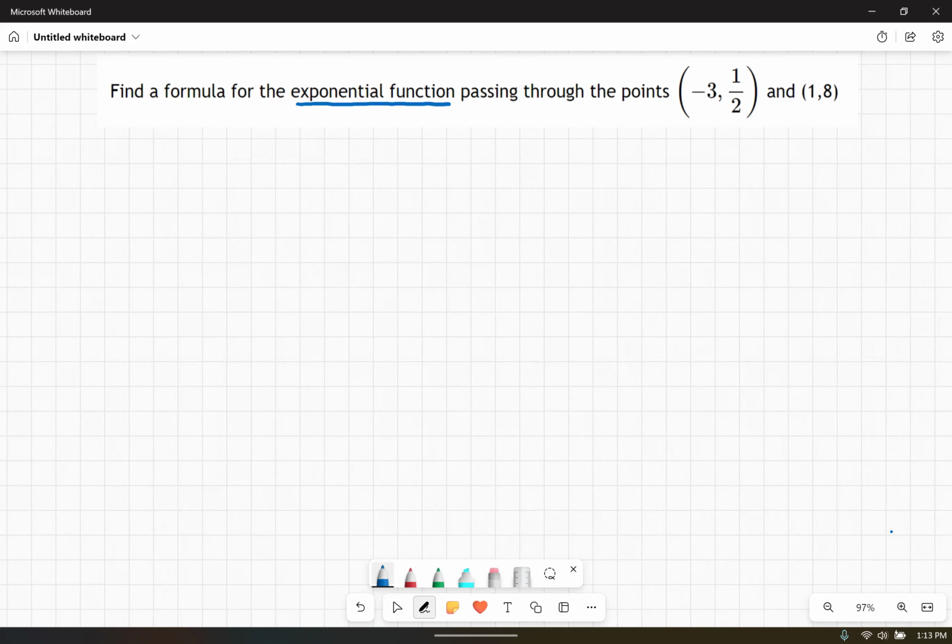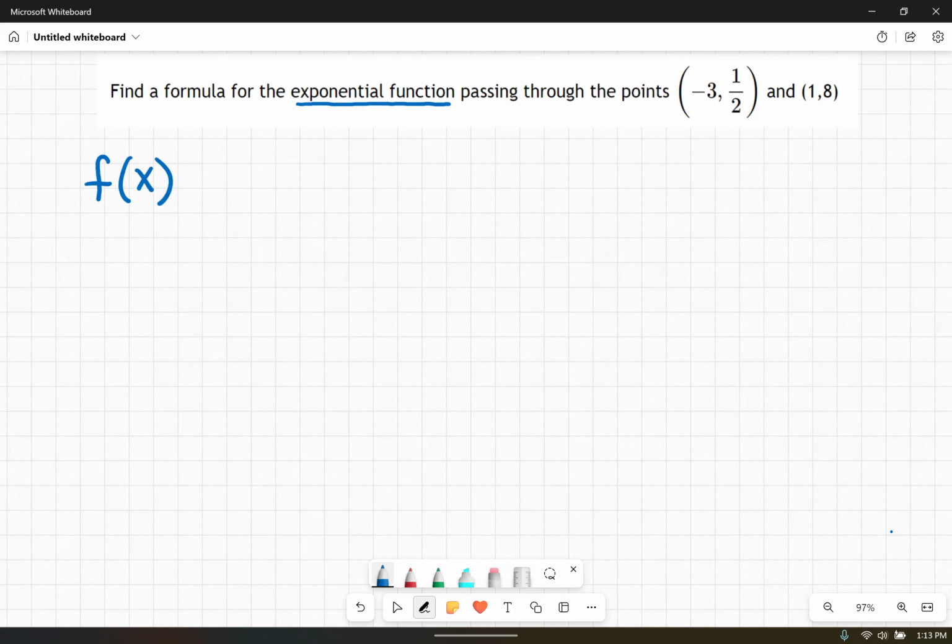Now, we would solve this problem the same way, regardless of if it was a different type of function. But in this case, we have an exponential function. Either way, we're given a couple of points, and so we're going to plug those points into a function and solve for some unknowns. There is nothing specific here to exponential functions, but since we're looking for an exponential function, let's start with that one.